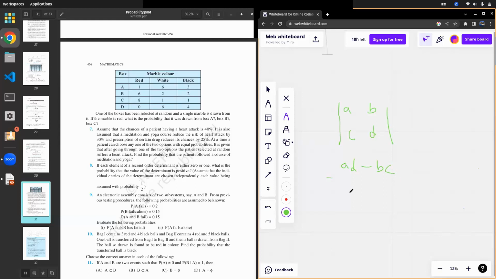So this is only possible when AD is equal to 1 and BC is equal to 0. There is no other way such that the determinant is positive. So the possible values will be, for AD equal to 1, the value of A should be 1, the value of D should be 1, and for BC to be 0, B equal to 0, C equal to 1, or B equal to 0, C equal to 0, or B equal to 1, C equal to 0.